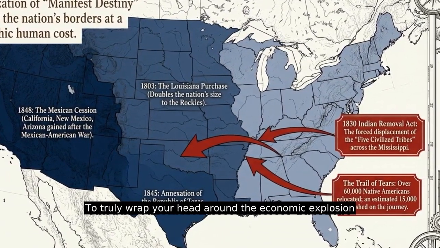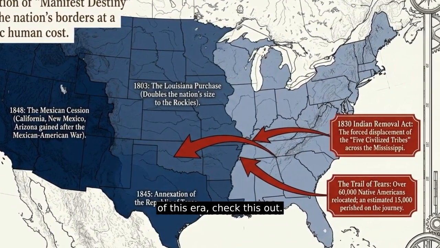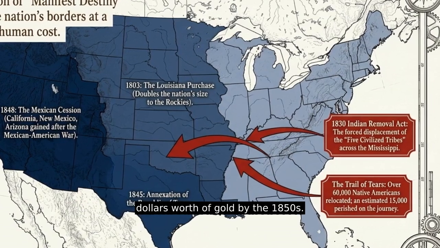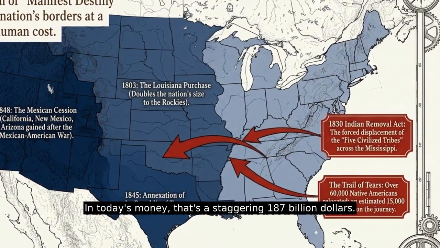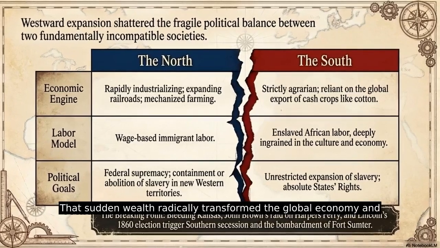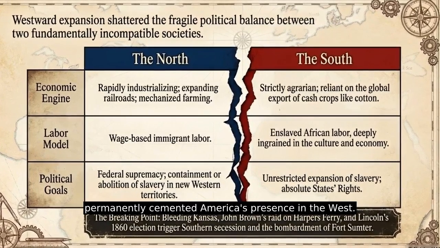To truly wrap your head around the economic explosion of this era, check this out. The California gold rush produced an estimated $550 million worth of gold by the 1850s. In today's money, that's a staggering $187 billion. That kind of sudden wealth radically transformed the global economy and permanently cemented America's presence in the West.